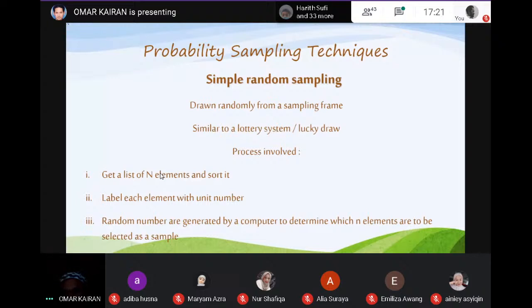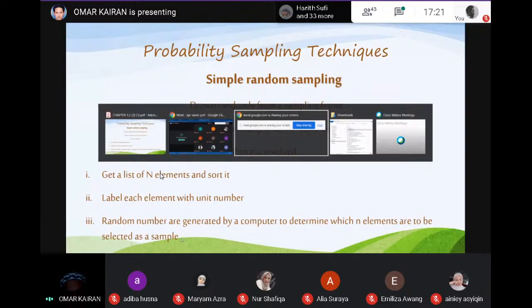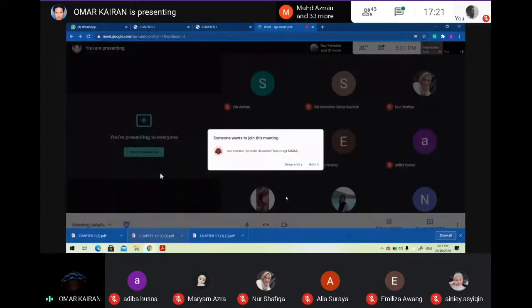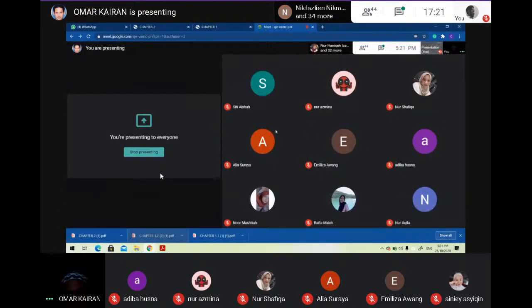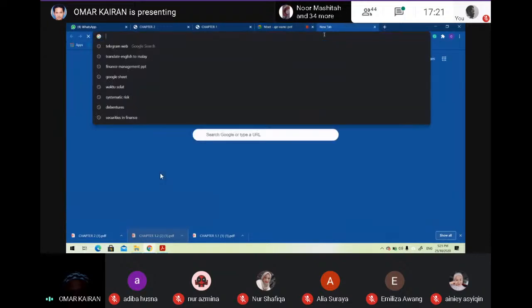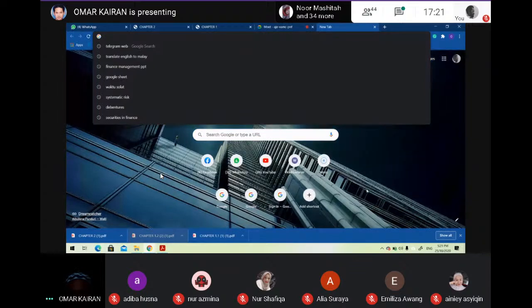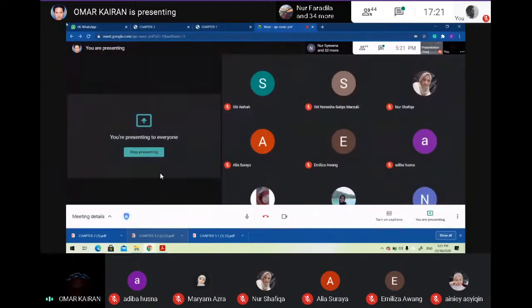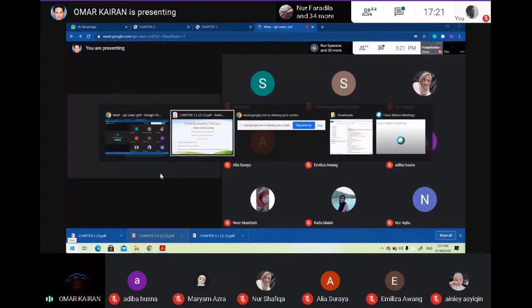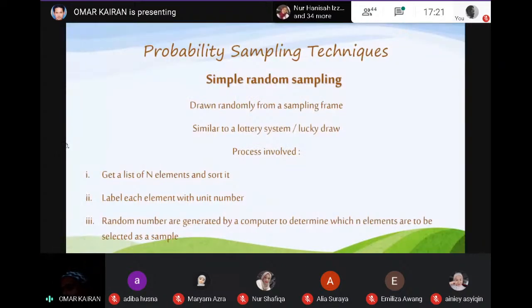Ada pun ni. Ada yang nak masuk ke? Oh. Okay, sambil tu boleh kita nak kena isi tu lah. Attendance. Sambil tu isi attendance.